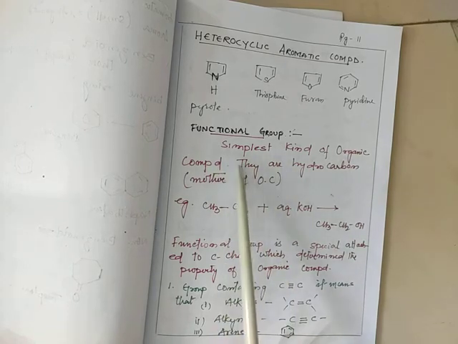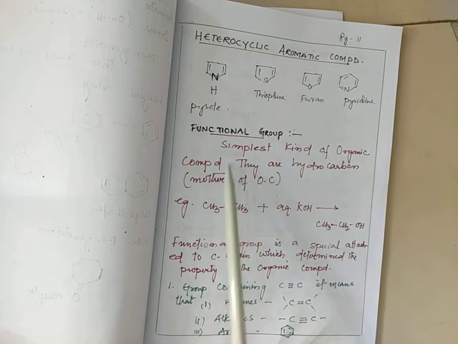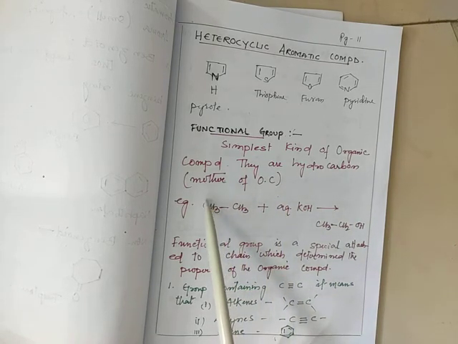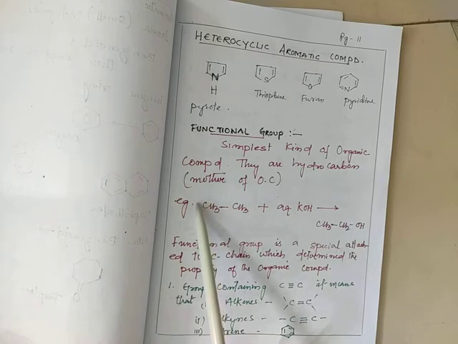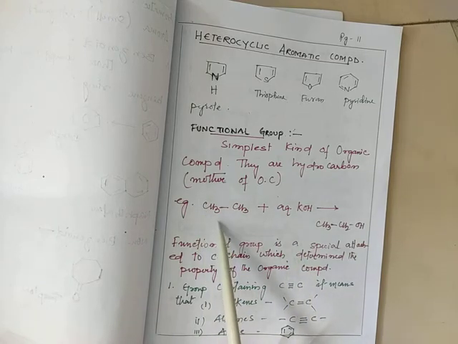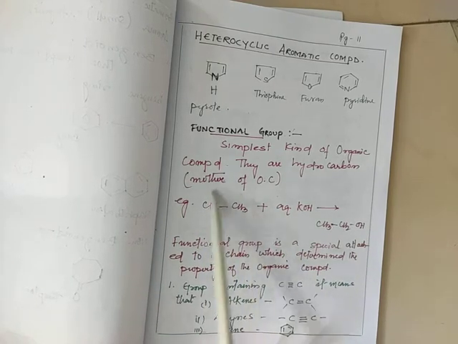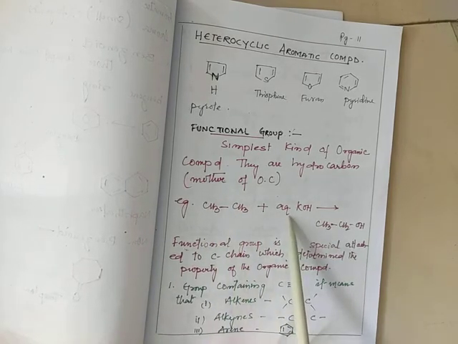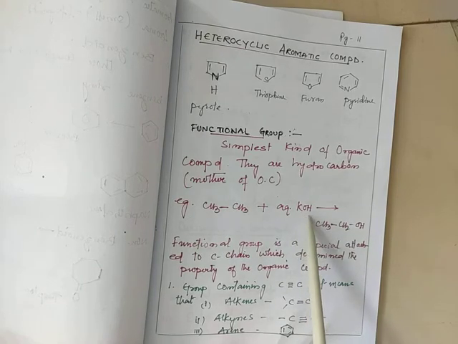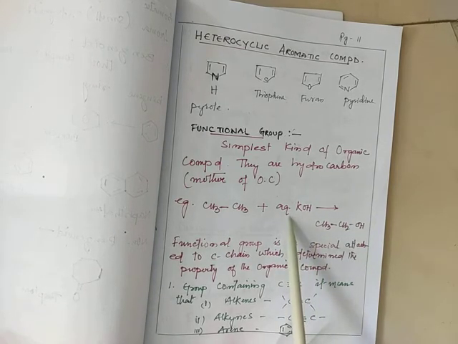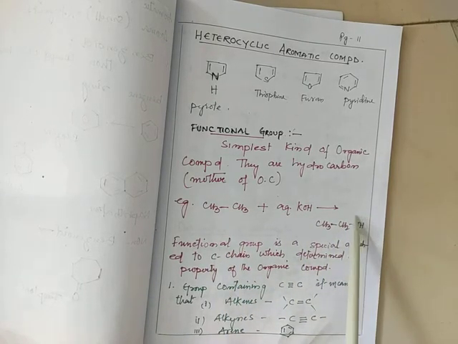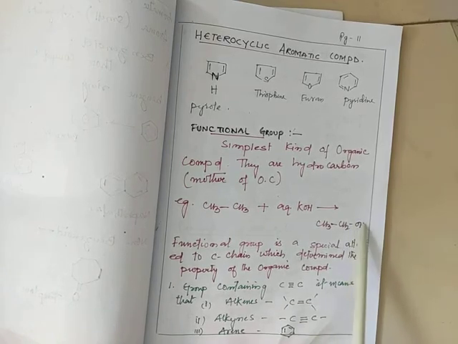Now functional group. The functional group is the smallest unit of an organic compound. They are also related to hydrocarbons, that means the mother of organic compounds. Here is one example: CH3, CH3, that is ethane. So 2 carbons, one ethane, reacts with aqueous solution of potassium hydroxide, where aq means aqueous, then gives ethanol. Here in ethanol, this OH is the functional group of alcohol.